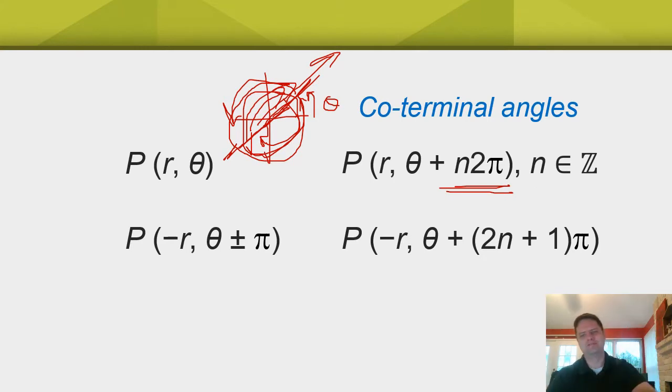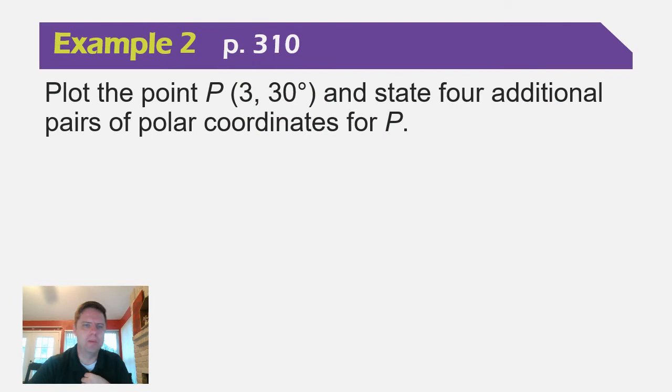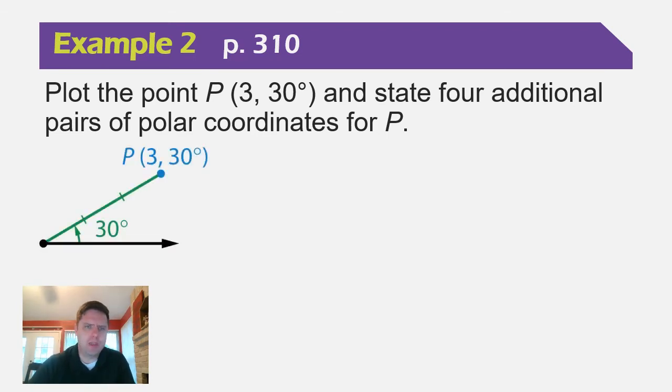Now that's a whole lot of numbers and stuff. Let me show you examples just to show you what we're talking about. I think it will become quite simple. So: plot the point P, (3, 30 degrees), and state 4 additional pairs of polar coordinates for P. So here's P at (3, 30 degrees). We're going to state 4 additional pairs.